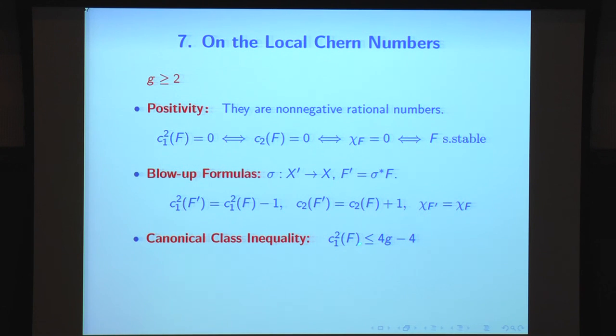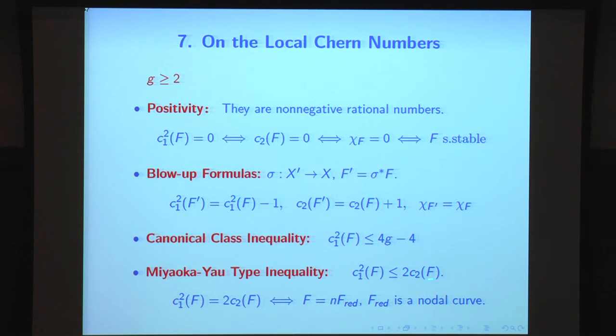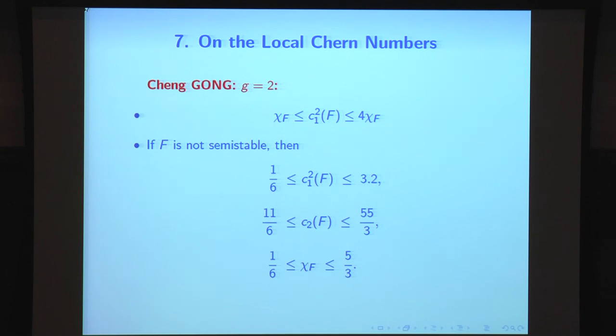So we have some upper bound on this one. We call this the local canonical class inequality, bounded by 4g minus 4. We also have a Miyaoka-Yau type inequality. If this is equality, if and only if the reduced part of F is a loop curve. So the multiplicities are the same, and the singular points are the simplest ones. Okay, in the genus 2 case, we have sharper upper and lower bounds. This is the inequality between the two invariants. And then these are the local upper bounds. Because in this case there is a classification of singular fibers, we can compute the Chern numbers one by one. Then we know these inequalities.